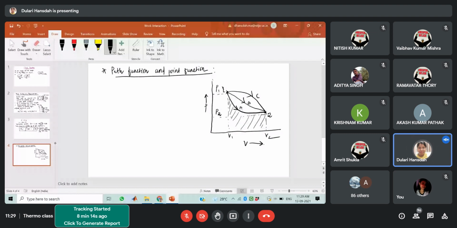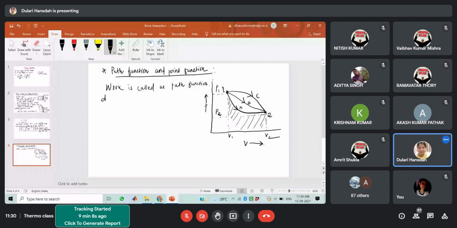So here I can say that the work involved in each case is not a function of the end state of the process. It depends upon the path in which the system goes from point 1 to point 2, or state 1 to state 2. That is why work is called a path function. In this case, dW is an inexact differential, so we put a quote mark on the d.